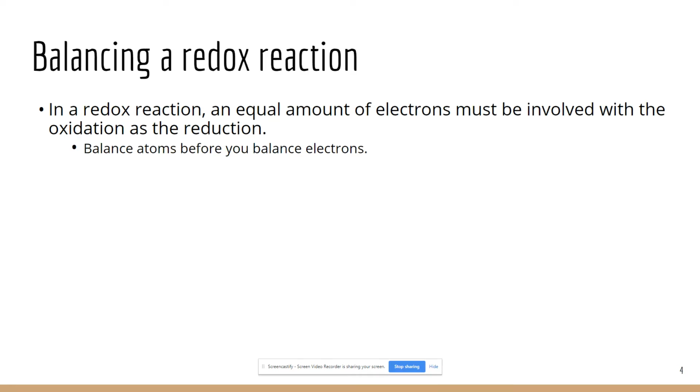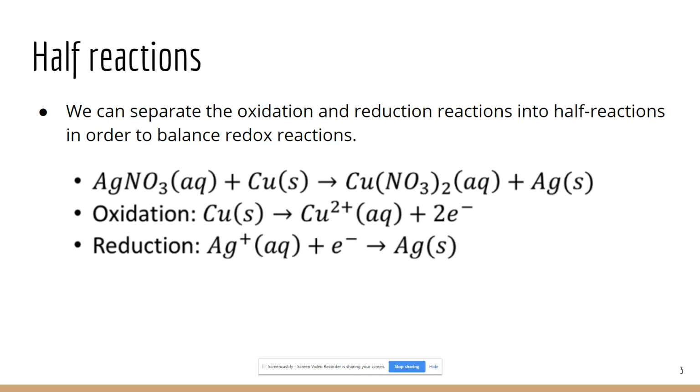Pause here. Once you've written out your half reactions, you must balance the electrons. So for example, in the slide prior, I would have to put 2s in front of everything that contains silver, because I need to have 2 electrons to balance out the 2 that came from the copper.